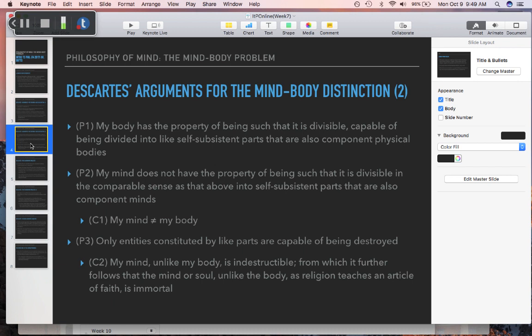So premise 3 is saying something like only divisible objects can be destroyed, right? The reason why the body can be destroyed is because it can be chopped up into a whole bunch of different parts. He says, well, if something can't be chopped up into a bunch of different self-subsisting parts, then it can't be destroyed. This is basically not clear at all, right? It's not clear that this is true.